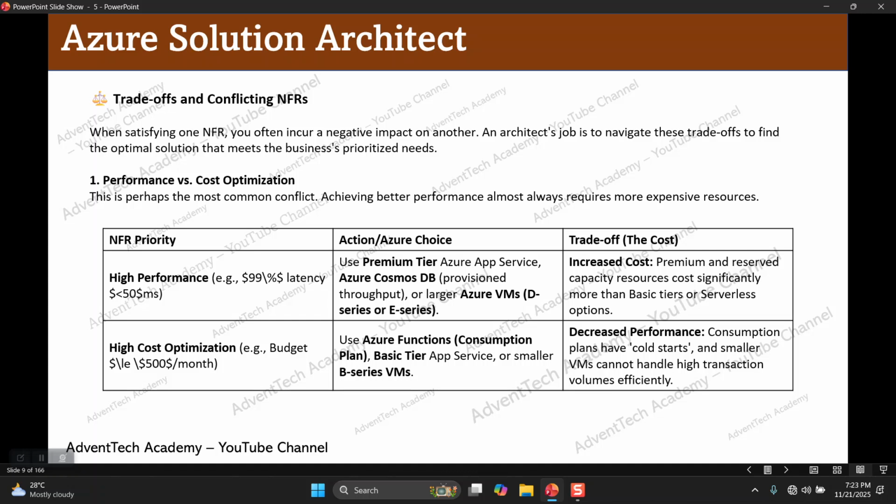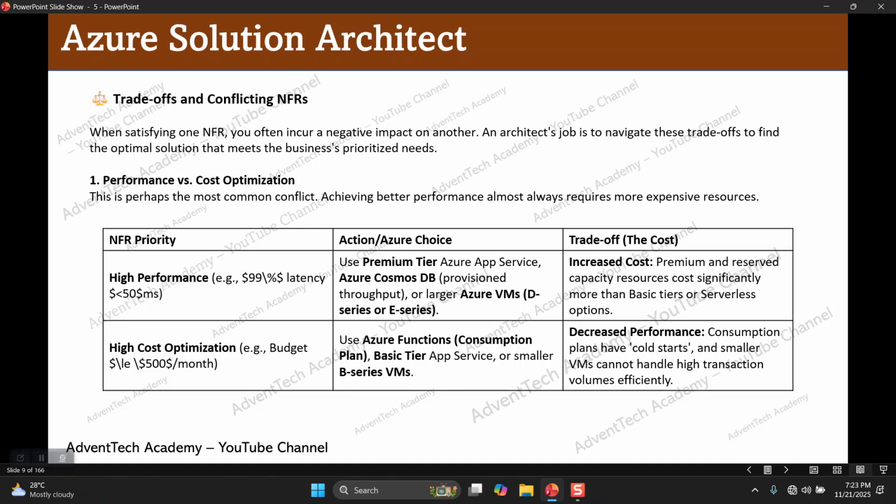If you look at the trade-off, the cost part, it will increase the cost. The premium and reserved capacity services cost significantly more than the basic tiers or service options. So if you go for high performance, we need to trade off the cost.